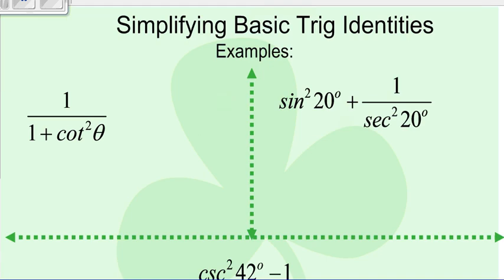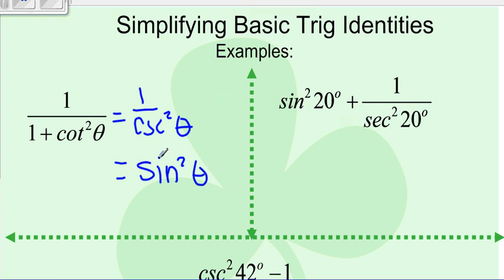Okay, so let's look at some examples. So we have 1 over 1 plus cotangent squared. Okay, so 1 plus cotangent squared could also be written as cosecant squared. So this is 1 over cosecant squared of theta. And then again, we don't want to leave anything as a fraction. So that actually equals sine squared of theta if we take the reciprocal of it. And that would be our final answer on that one.